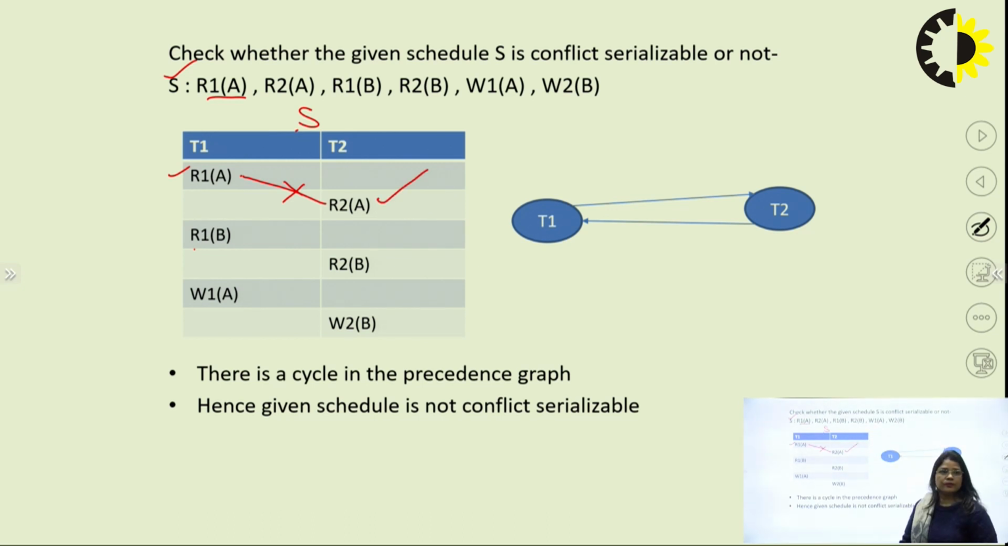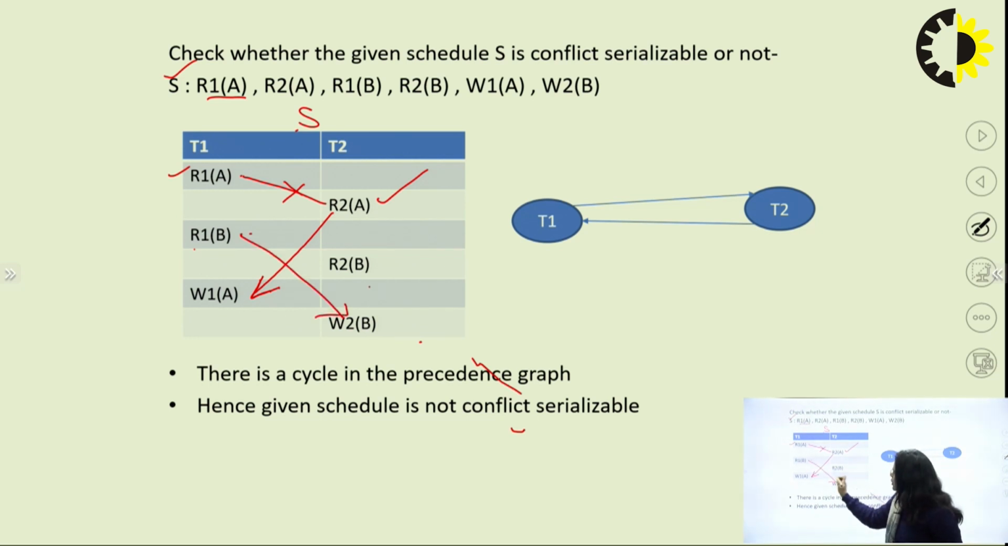Now we'll check this. Okay. So we'll check this with this R2, no conflict. This one, yes, there is a conflict, so we'll draw an edge from here to here and make a direction here. Okay, and then we will consider this. So no conflict, yes, there is a conflict, no conflict, no conflict. So only two edges will be drawn.